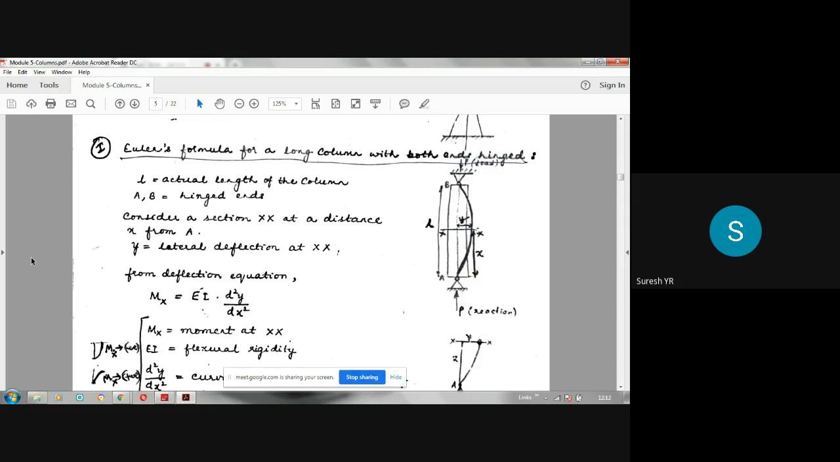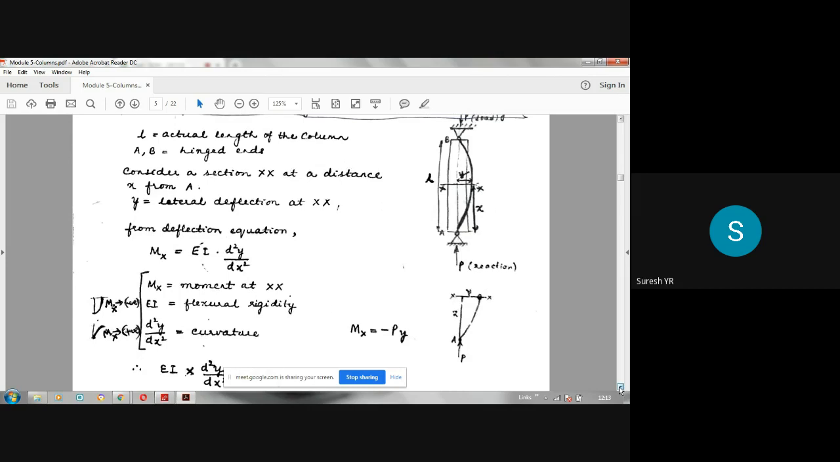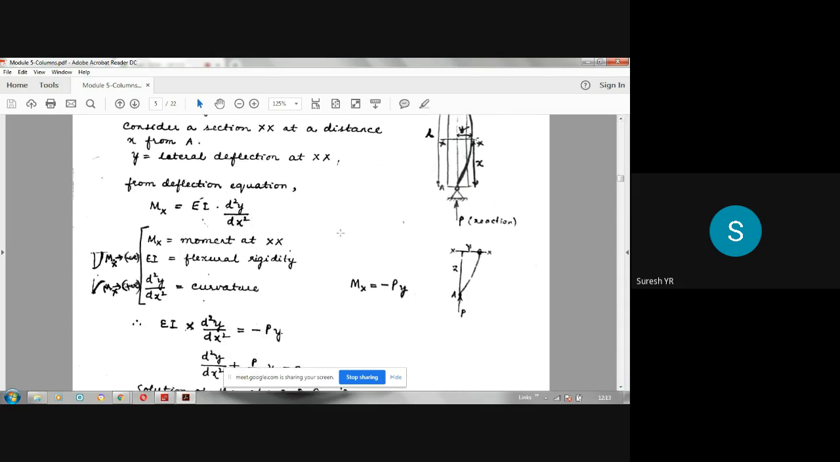Now this column behaves like a beam only. So the moment equation, or the curvature equation. Actually, this is not the deflection equation, this is the curvature equation. We can make that correction. The curvature equation we have derived in the deflection chapter is given by M = EI d²y/dx². The same equation holds good here also, where Mx is the moment at section XX. EI is once again called the flexural rigidity, I have told about that in the deflection chapter. And d²y/dx² is the curvature. Same notations are used.